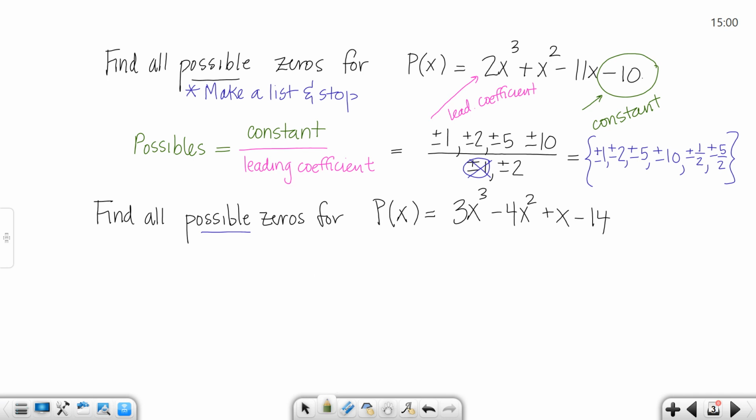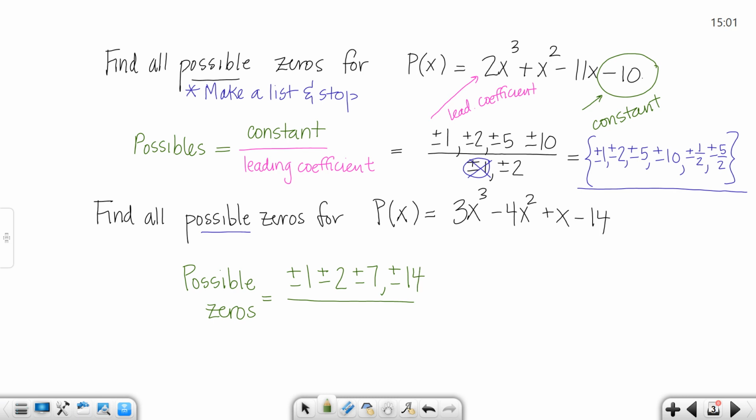Okay, so let's try another one. Again, remember it said make a list and stop. This blue answer that you see here, that's what I'm looking for with a possible list. Okay, so let's try the next one. Remember your factors of your constant for this one are going to be all of the factors of 14. So the factors of 14 are 1 and 2 and 7 and 14. This is my constant. That's where I'm getting those numbers.